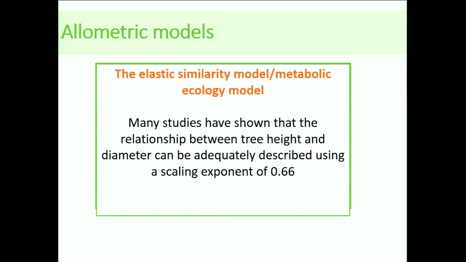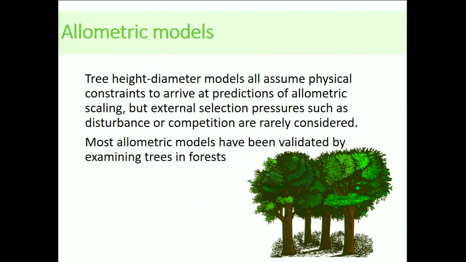So as boring as those models may be, most empirical research shows that most trees begin to show a scaling component of 0.66. Okay, this is a bit of a backdrop to my research, so we can compare savanna trees to normal tree models. The issue with these models is they're assumed on specific biomechanical constraints, and they don't really take into account selection pressures and environmental conditions. And most importantly, the trees that are used to validate these models are nearly always trees in forest systems.